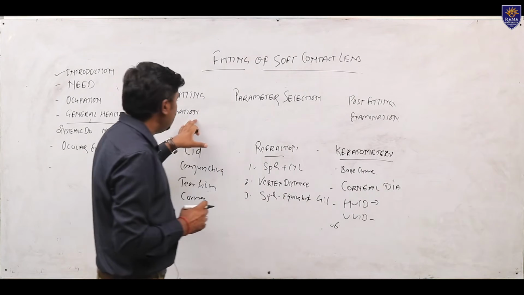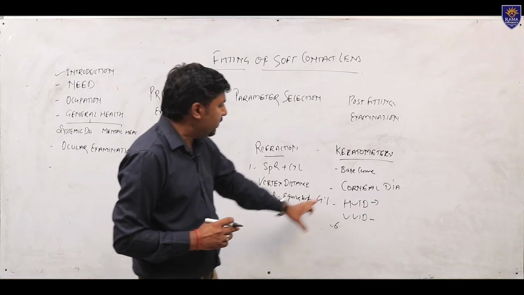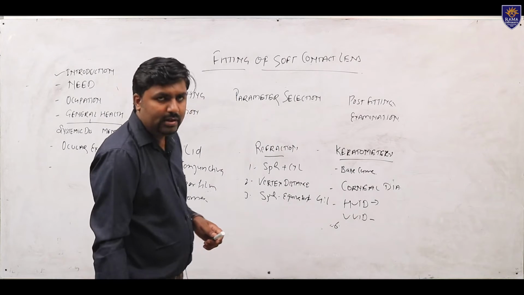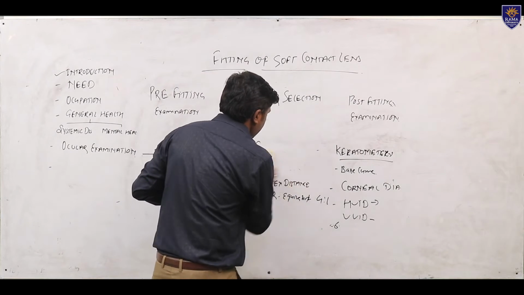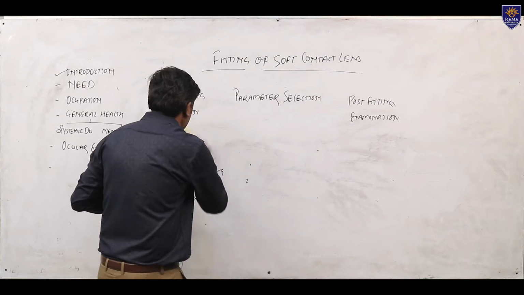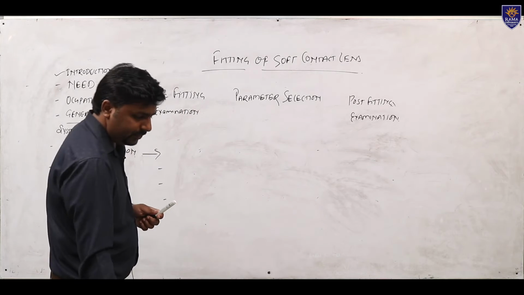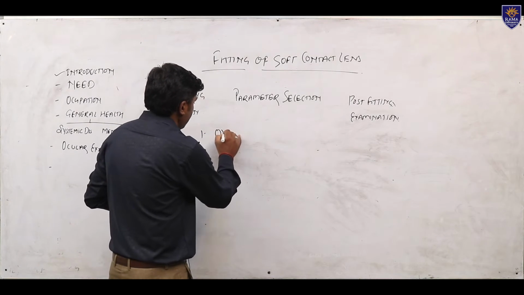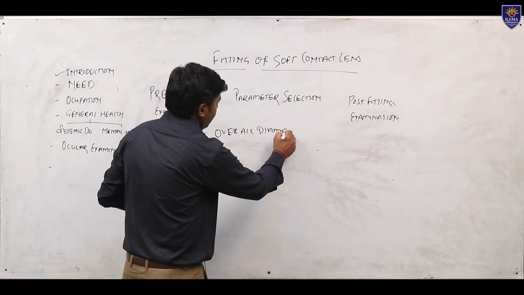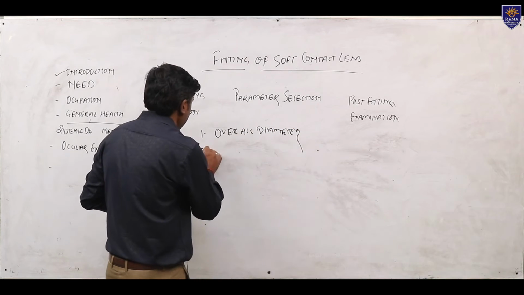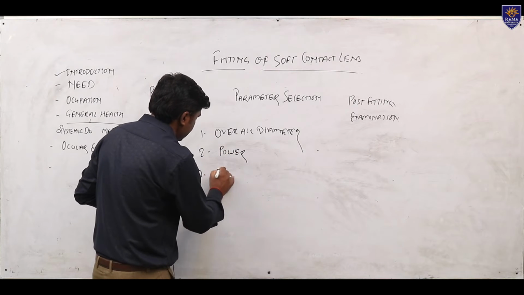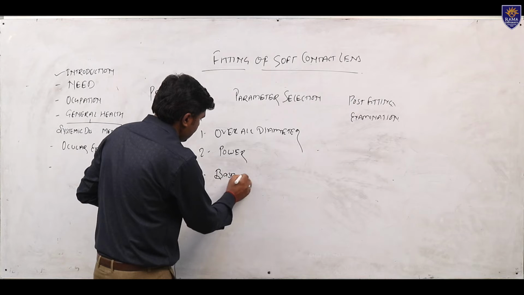So, this is complete for the pre-fitting examination. All these things we cover in the pre-fitting examination, and next we come to the parameter selection. For parameter selection, 3 things are required. First, overall diameter, and second, power, and third is base curve.